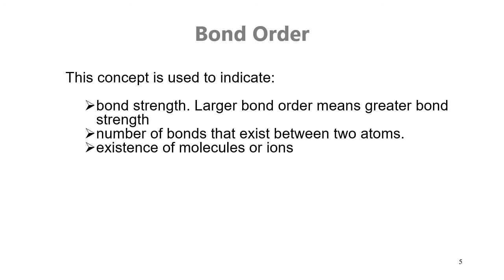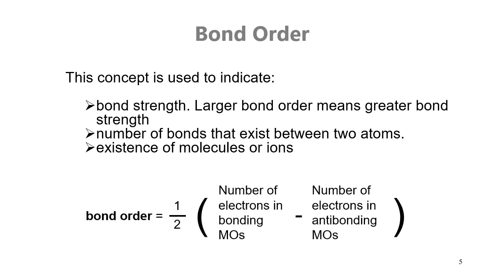One of the advantages of MOT is this theory can be used to determine the bond order that indicates the bond strength, which is larger bond order means greater bond strength. And also MOT can indicate the number of bonds that exist between two atoms. Other than that, MOT can be used to know whether a molecule or ion exists or not. The formula to determine bond order is half times the number of electrons in bonding MOs minus the number of electrons in anti-bonding MOs. You have to remember this formula.